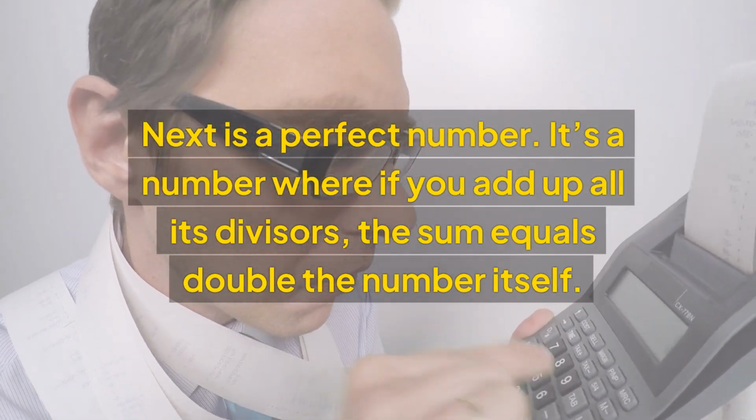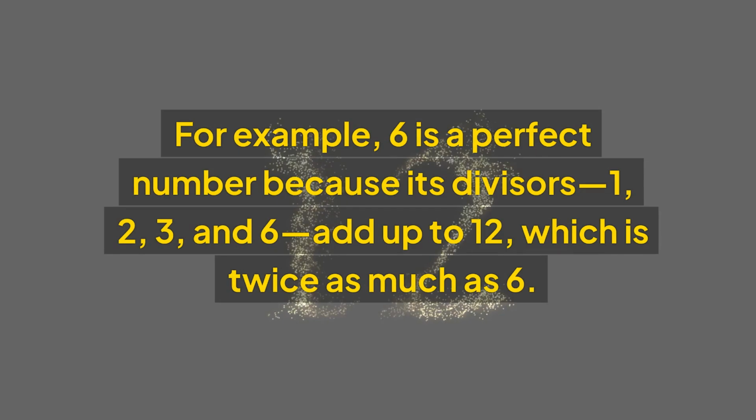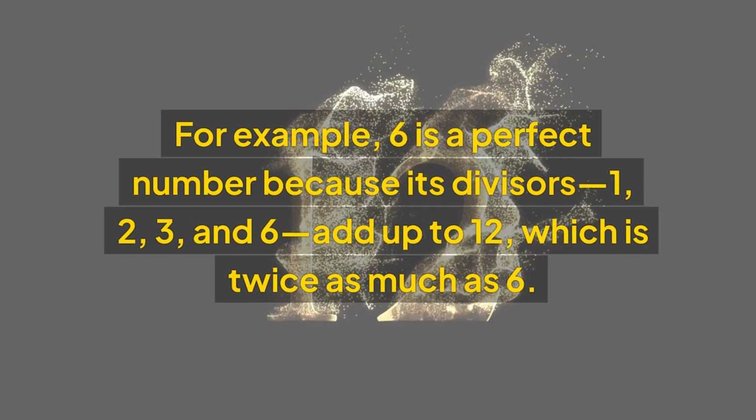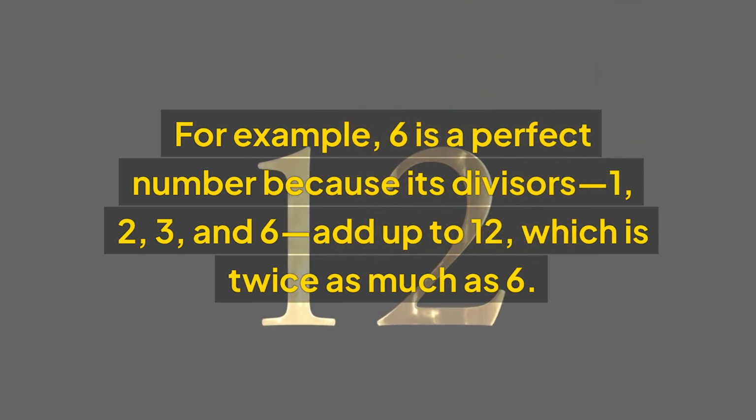Next is a perfect number. It's a number where if you add up all its divisors, the sum equals double the number itself. For example, 6 is a perfect number because its divisors, 1, 2, 3, and 6, add up to 12, which is twice as much as 6.